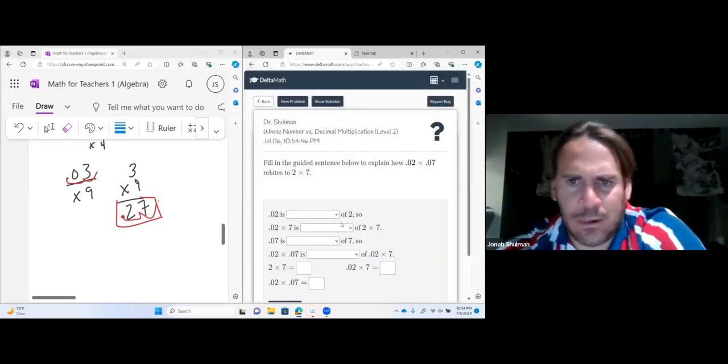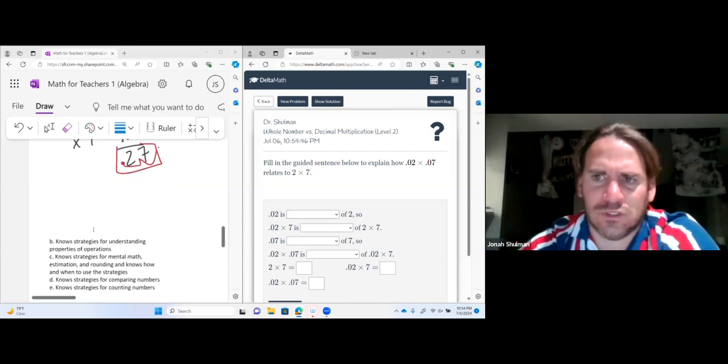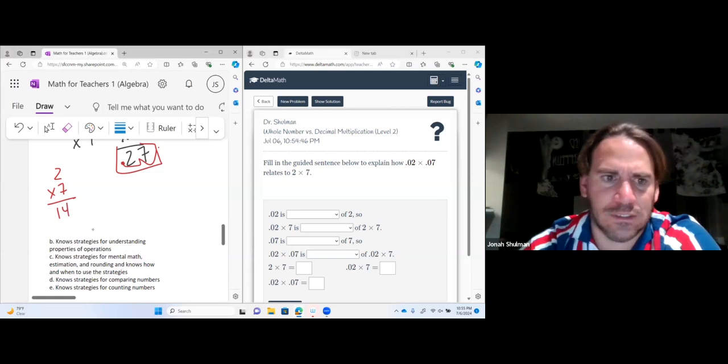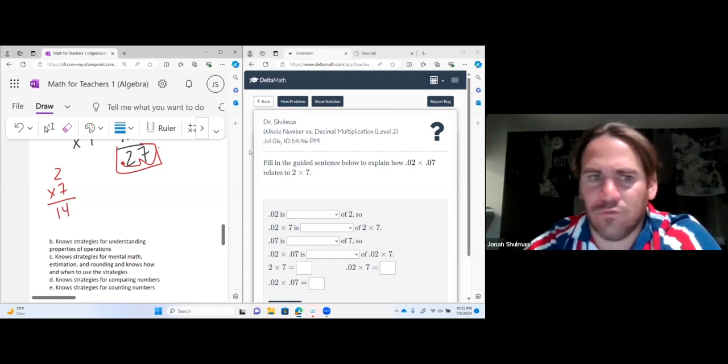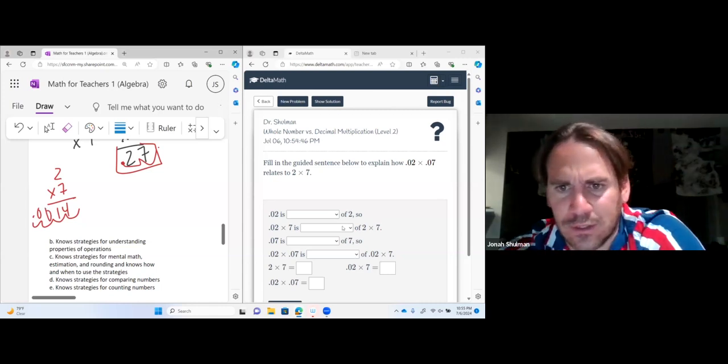All right. Fill in the guide to send us out: 0.02 times 7 relates to 2 times 7. All right, well, I might as well just do this one. So I'm going to do 2 times 7, which is what? 14. I've got 1, 2, 3, 4 decimal places. So I got to go 1, 2, 3, 4. 0.0014 should be our answer.